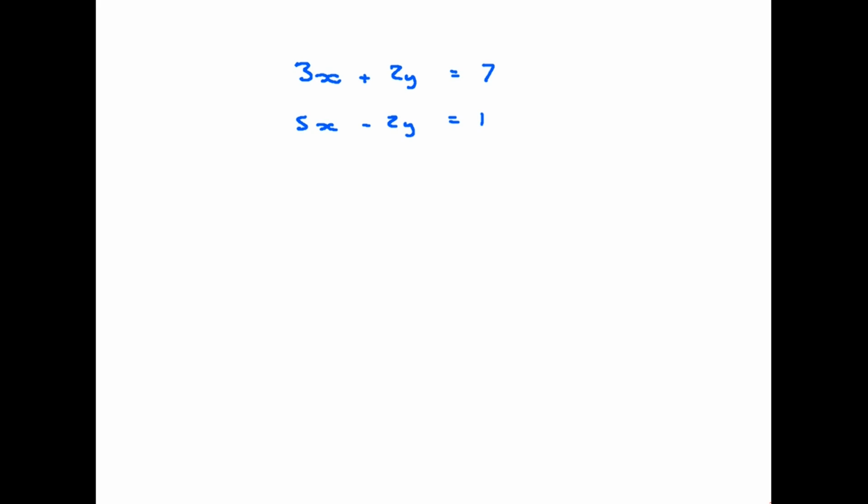Let's start by having a look at exactly what we mean by simultaneous equations. You see on the board here we have two equations, and the reason they are simultaneous is because they are both true at the same time for the same values of x and y. So for a given value of x and y, 3x plus 2y equals 7, but also 5x minus 2y equals 1. And we can use the two equations to find the values of x and y. The way we do this is to eliminate one of them in order to find the value of the other.